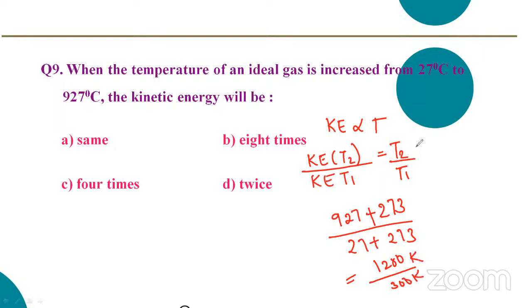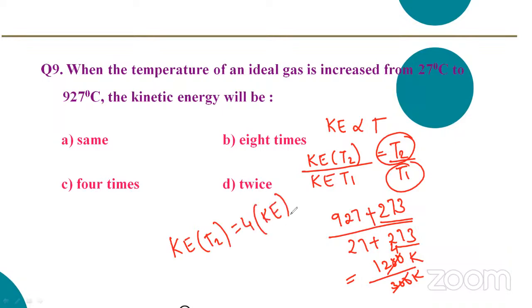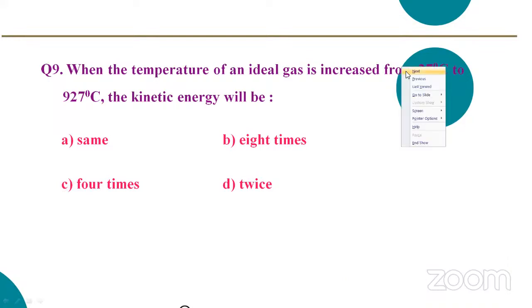Okay, you are adding it with the absolute temperature. Absolute temperature is nothing but your 273 Kelvin. So how much you get? You get 4. So the kinetic energy at T2 is 4 times that of the kinetic energy at T1. So it is 4 times. So when the ideal gas is increased from 27 to 927, the kinetic energy is 4 times that of T1. Okay, so this is the kinetic energy equation.